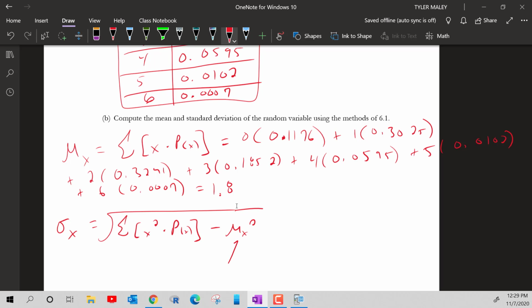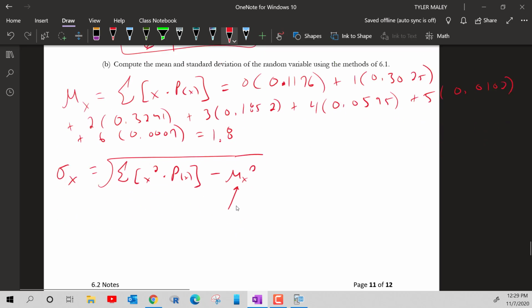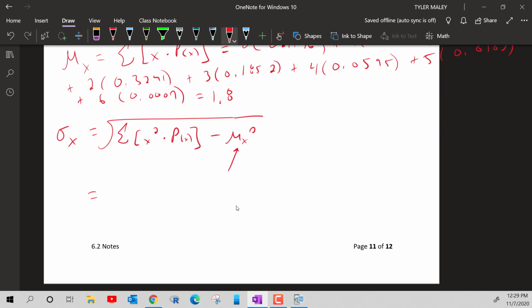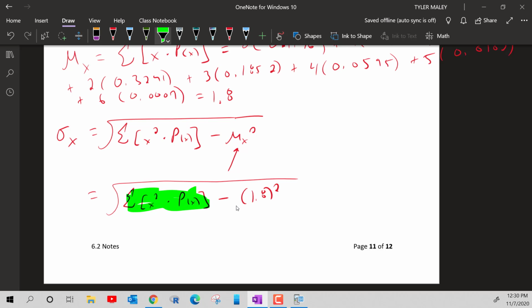I already know what the mean of x is. I found that just moments ago. So this is equal to the square root of sigma x squared times p of x minus, so I can fill that in, we found that to be 1.8. So this would be minus 1.8 quantity squared. So what I'm missing is this part I'm highlighting in green. I need to find that.